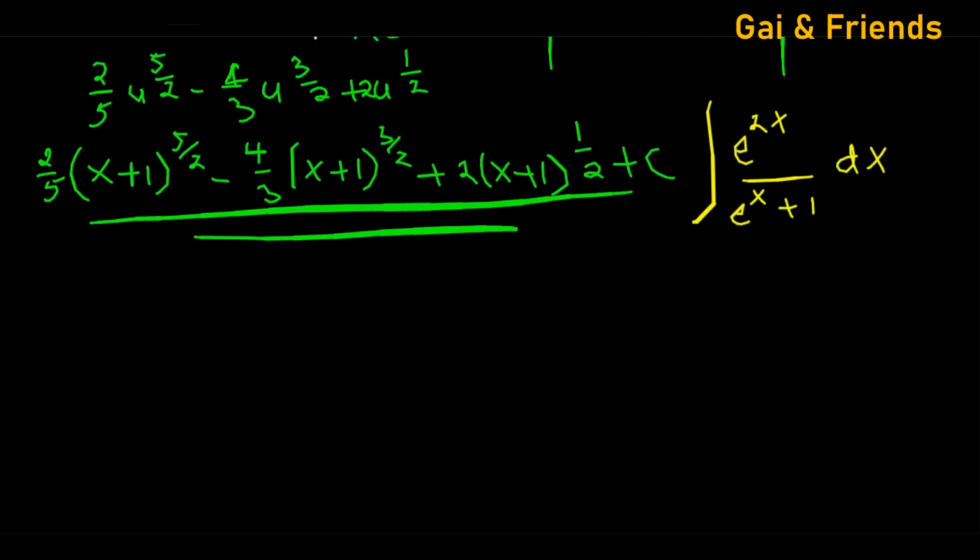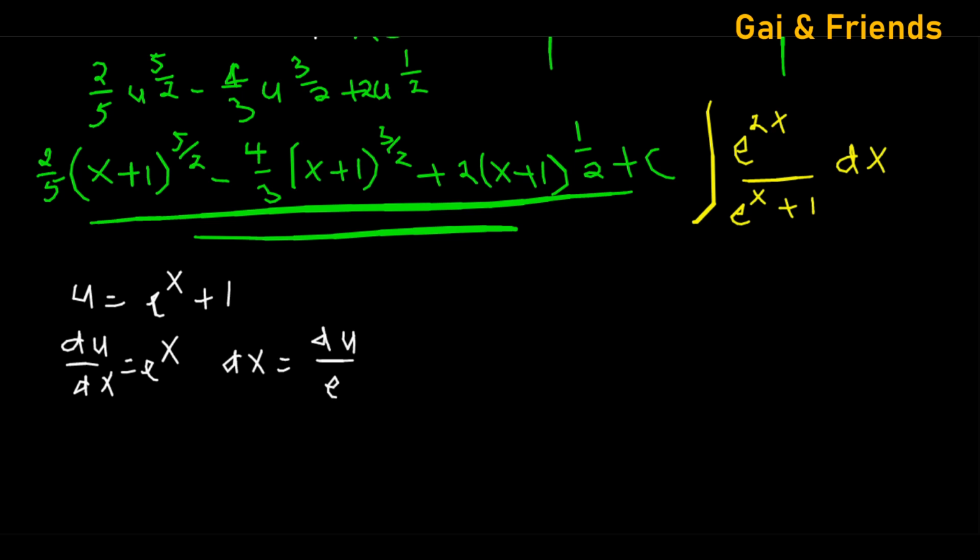So what we can do here, we can say our u is going to be e to the power of x plus 1. Our du out of dx is going to be e to the power of x, where our dx is going to be du out of e to the power of x. Our e to the power of x is going to be u minus 1. So we can substitute this in our function.